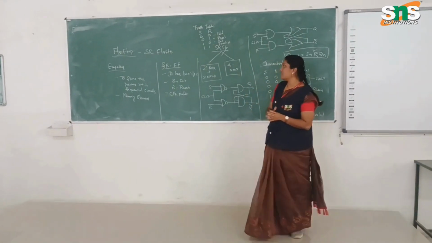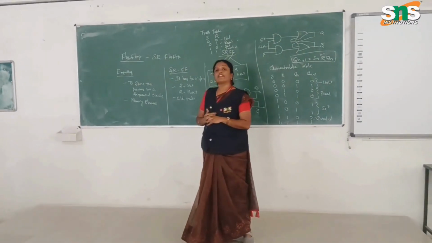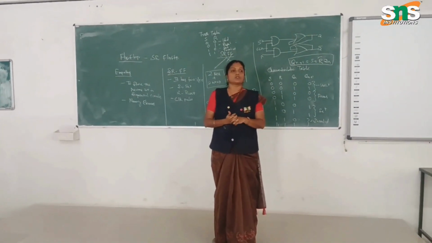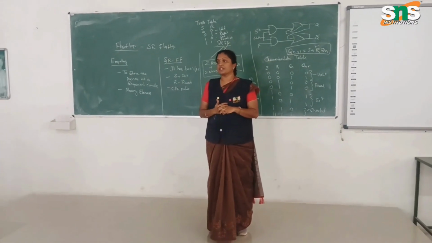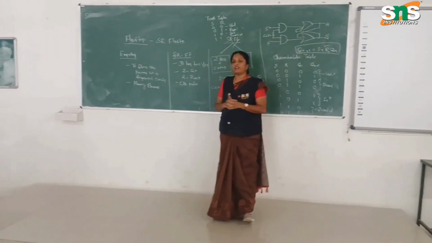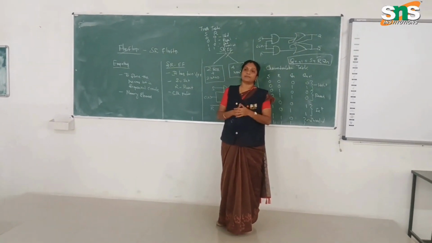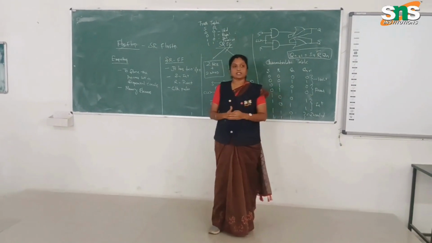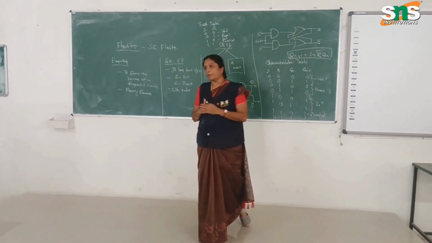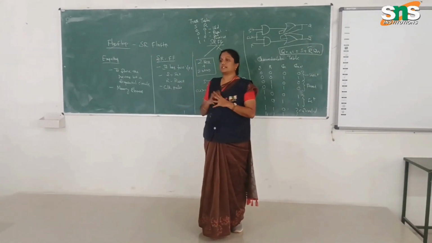So in the previous class we studied what a flip-flop is. So what are the different types of flip-flop? Flip-flop is one of the sequential circuits. The flip-flops are mainly used to store the previous bit, because sequential circuits are circuits whose output depends on the current input and previous state.